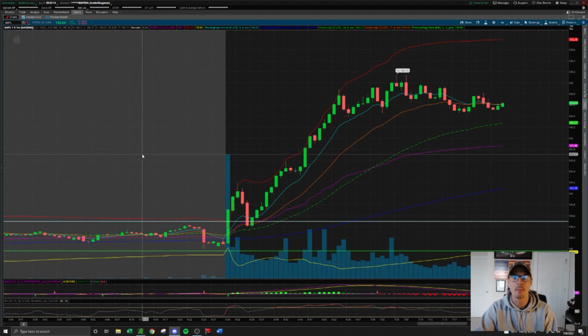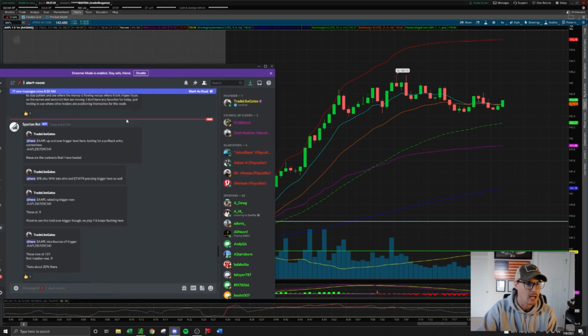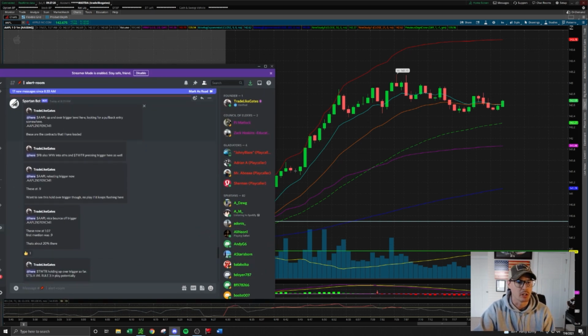But remember, it needed to break over and hold the trigger level. So I put this out in the alert room this morning. Here we go. I said Apple up and over the trigger level here, looking for a pullback entry somewhere.